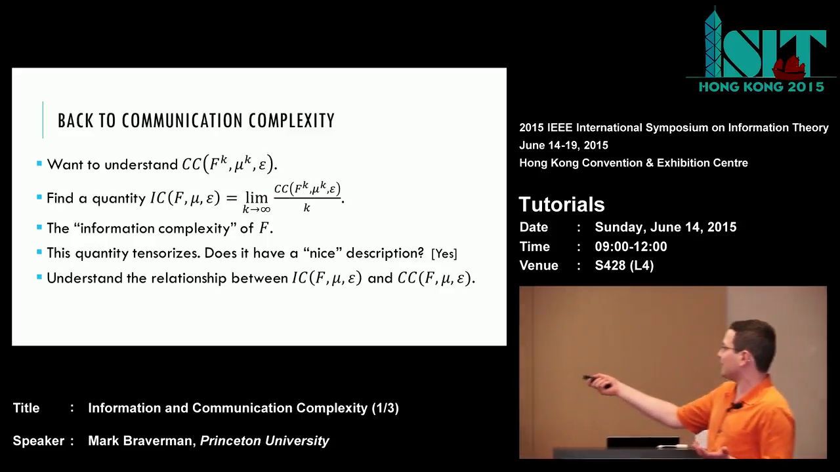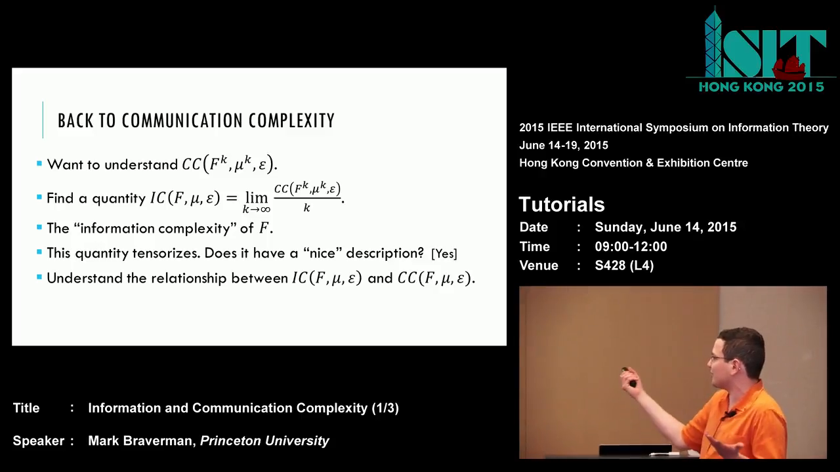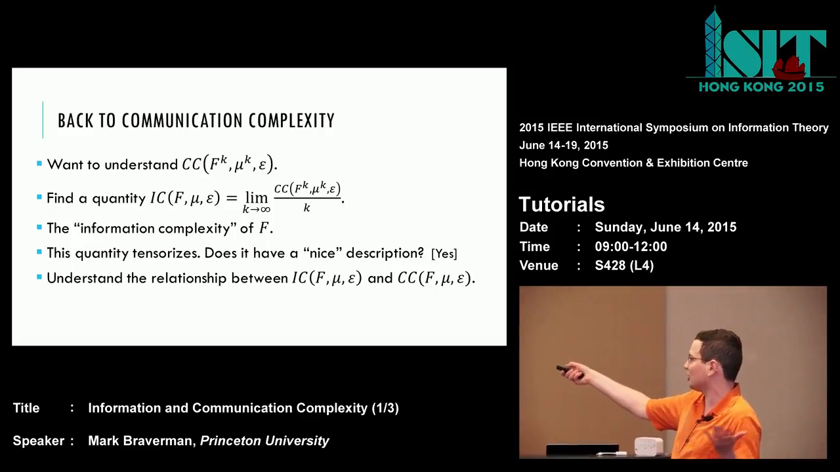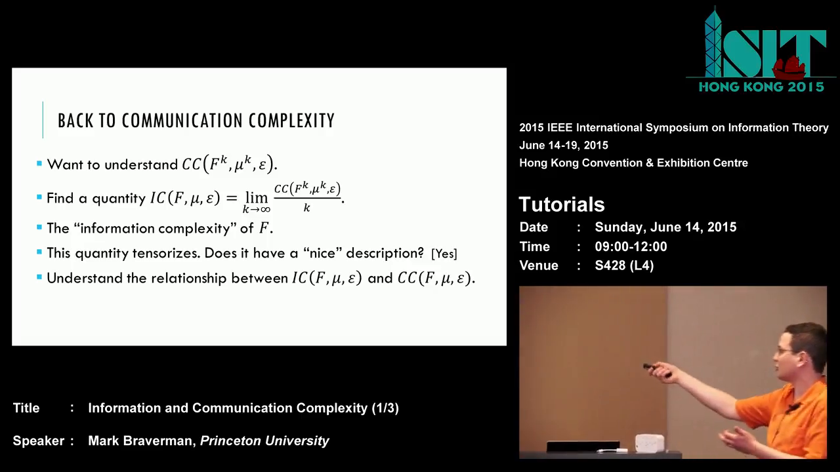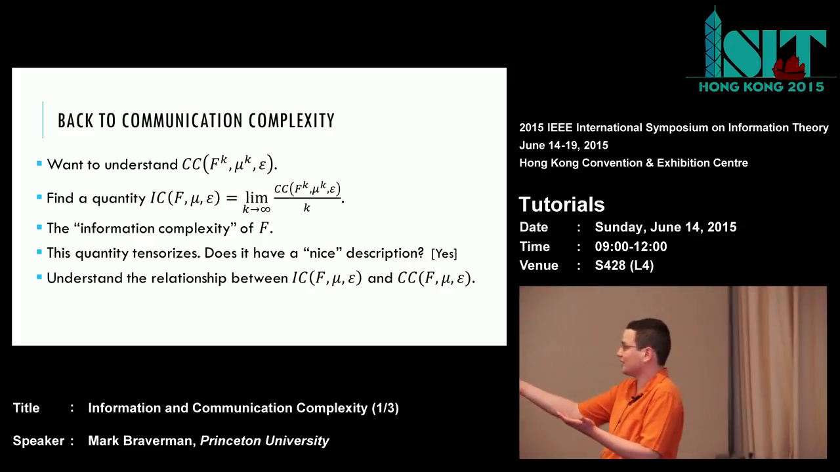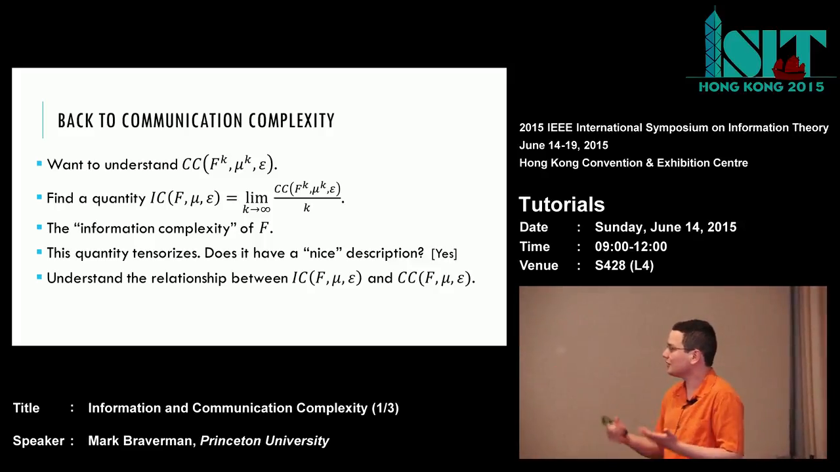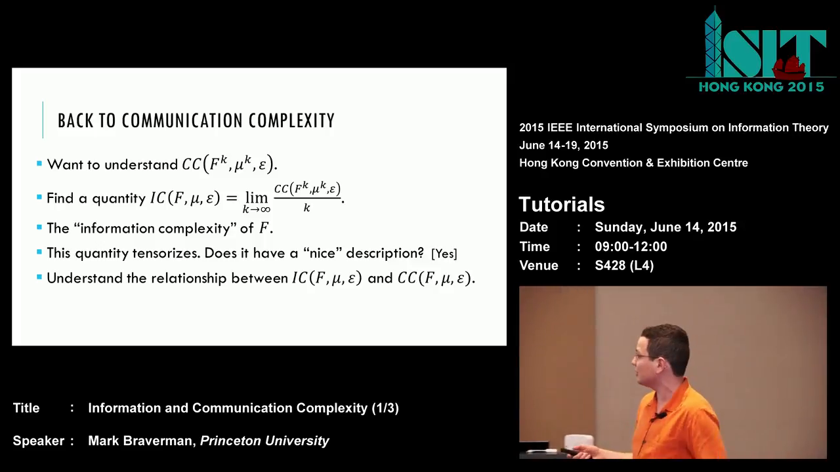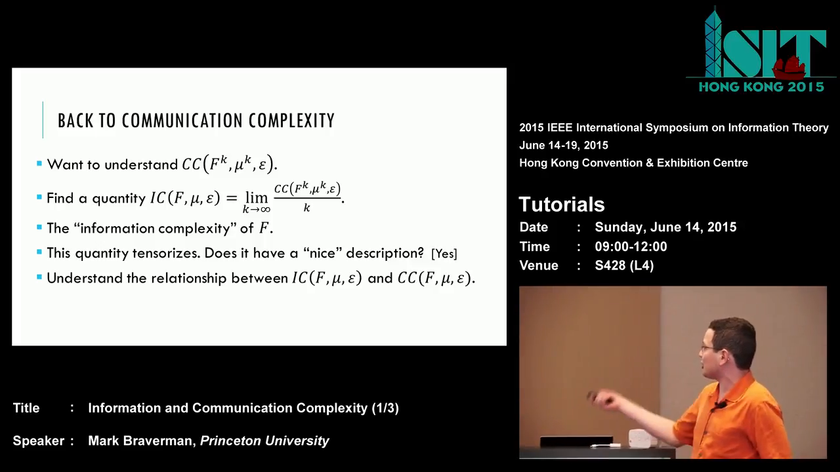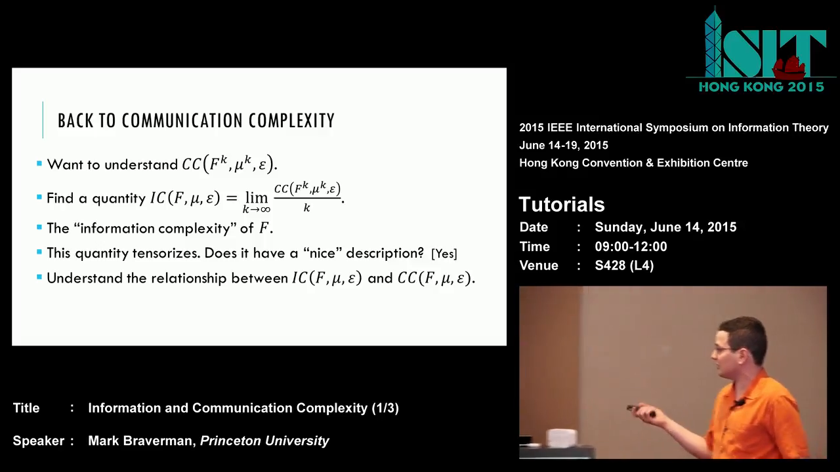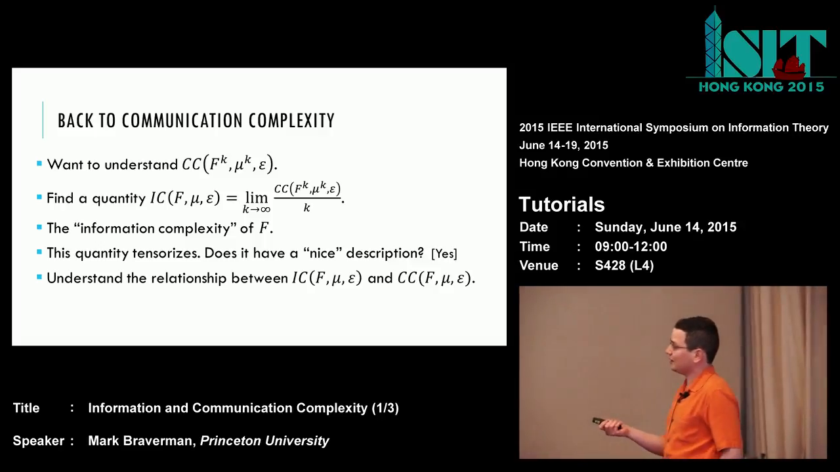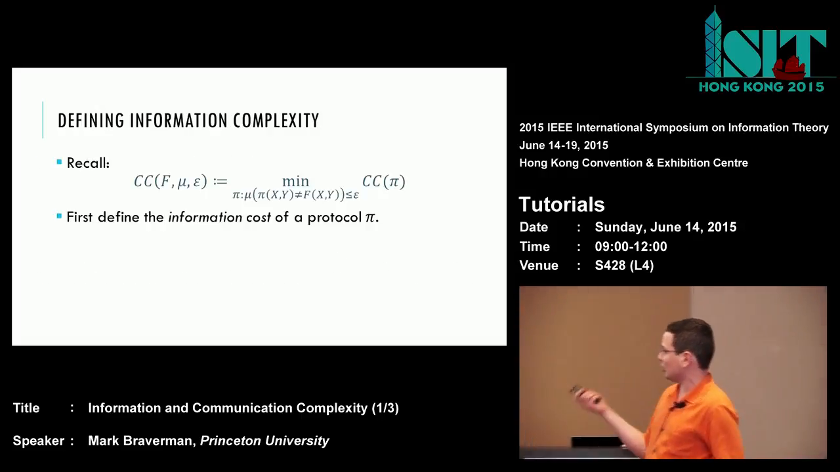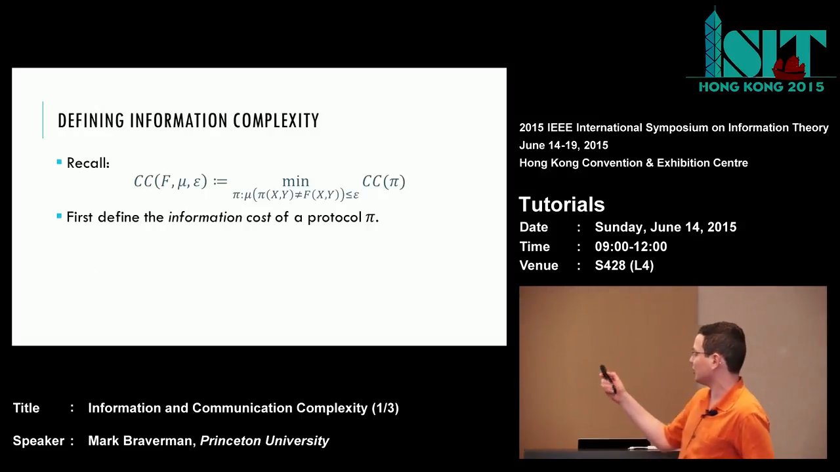So this quantity tensorizes for a silly reason. It's not hard to prove that the limit exists, and once it exists, if you jump in 2s, then it will be the same limit. So it tensorizes almost by definition. But the question is, does it have a nice description? It turns out that it does. So let's see what it is.